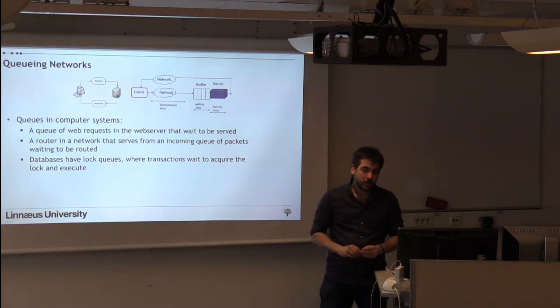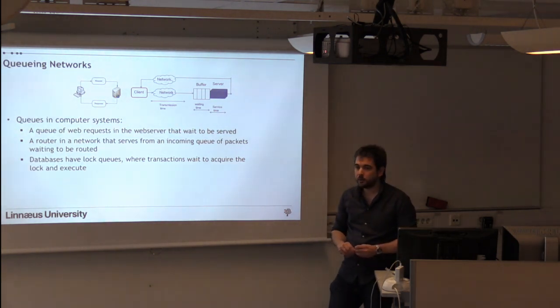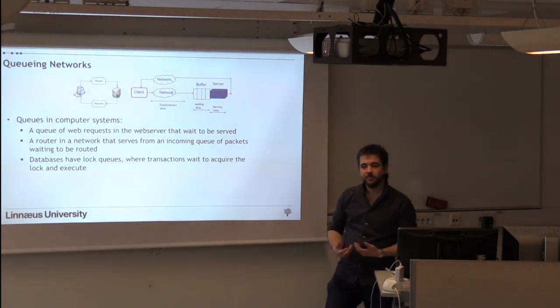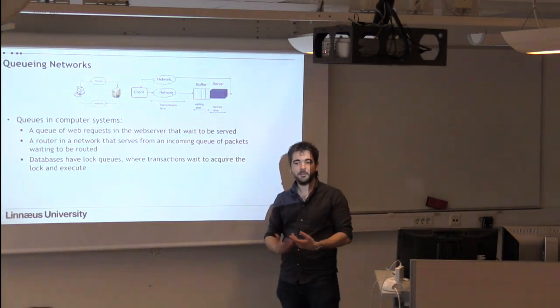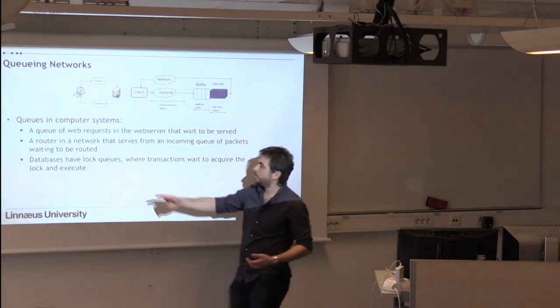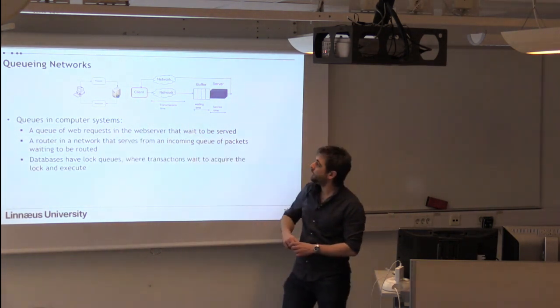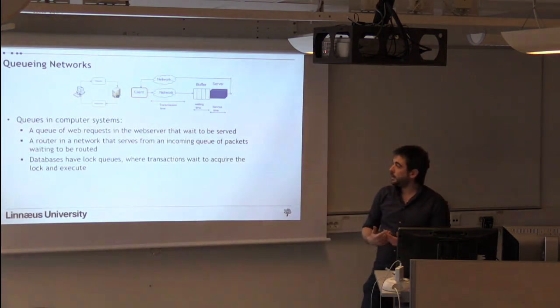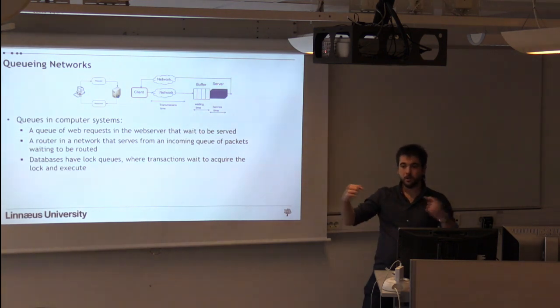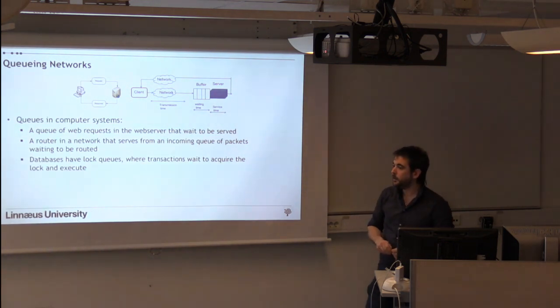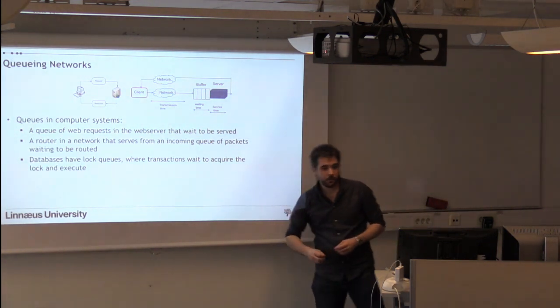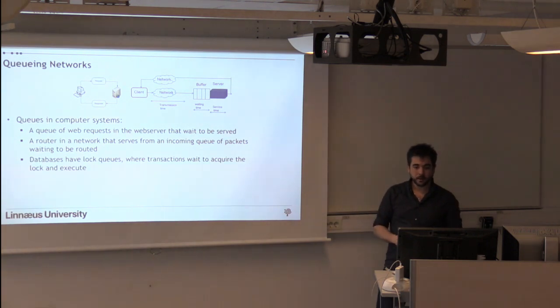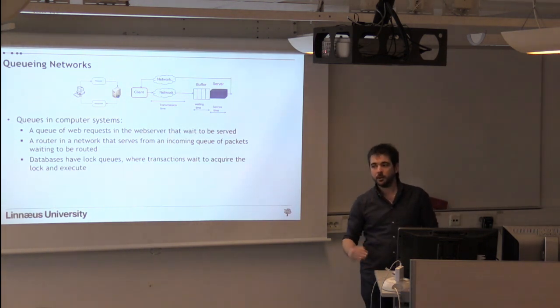These queuing networks are used quite often in computer systems because in computer systems we see this queuing behavior many times. For example, the queue of web requests at a web server waiting to be served, the previous example. The queue of a router that is serving incoming packets and transmitting them. Databases have logs, so when several writes arrive at the same time, one write has to wait until the other has completed.